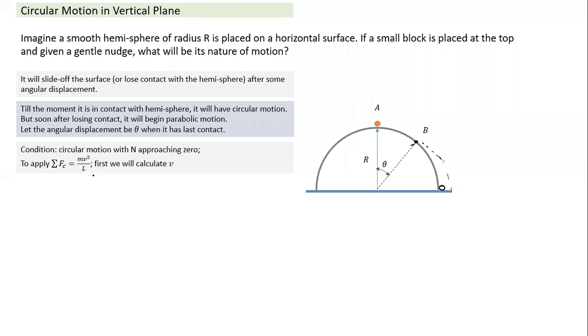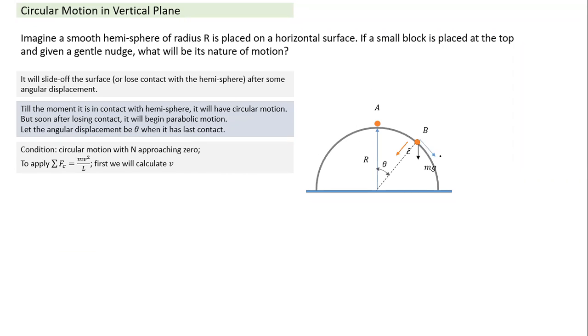So what is the condition? For circular motion, the normal reaction has to approach 0. That is what losing contact means. No contact means there cannot be any contact force. We'll apply this condition, but first we'll calculate V at this point. That's what we need to do. Rest all is fairly simple. This kind of question is also common and important, and we should be able to solve any variation.